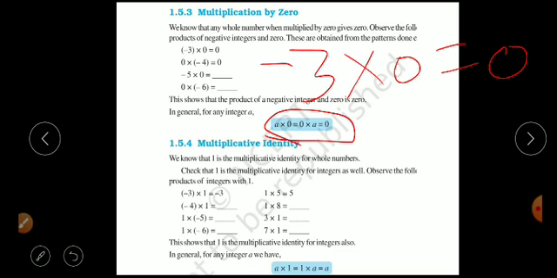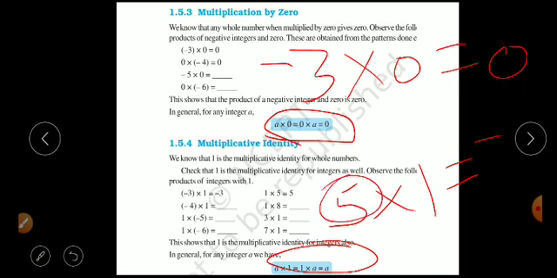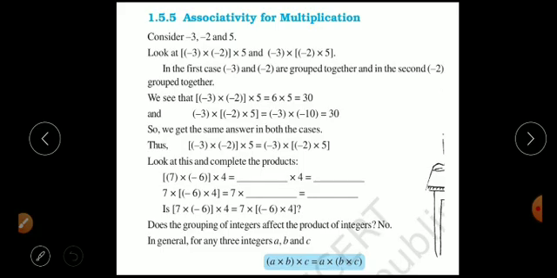Multiplicative identity. When any number is multiplied by 1, then the result is always the same number. Suppose this is 5, and when we multiply by 1, the result is always this number 5. So here 1 is the multiplicative identity. Now the next property is associative for multiplication.